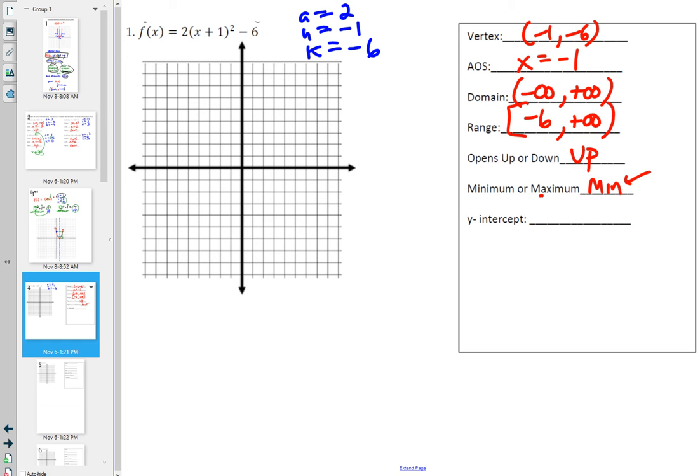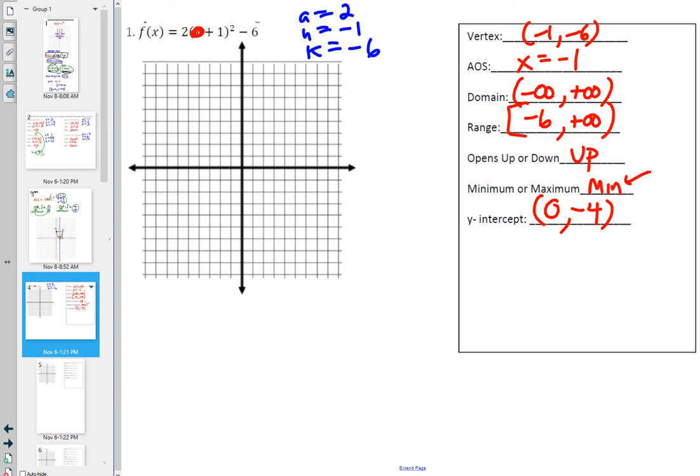Yeah. So we already knew the y-intercept was going to be 0 comma something. And now due to Emma's mental math, we now know it's going to be at 0, -4. I just did it mentally. Why? Because I put in a 0 for x.